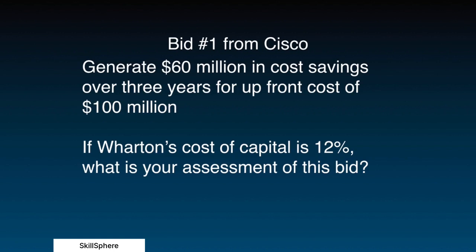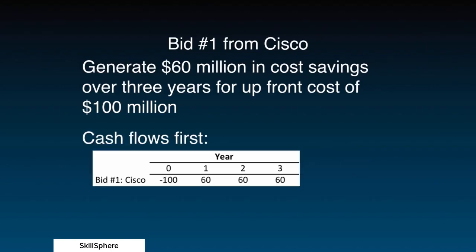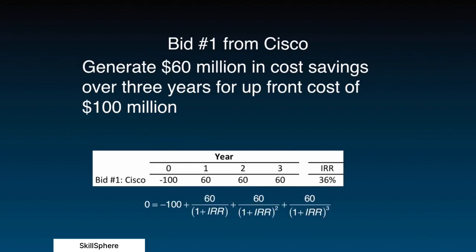Okay. First things first, write down the cash flows. Here they are. We're going to get bid 1. It's going to cost us $100 million today, then we're going to experience cost savings of $60 million for the next 3 years. We can compute the IRR by solving this equation. Just set the NPV for the project equal to 0 and solve for IRR. That gets us 36%.